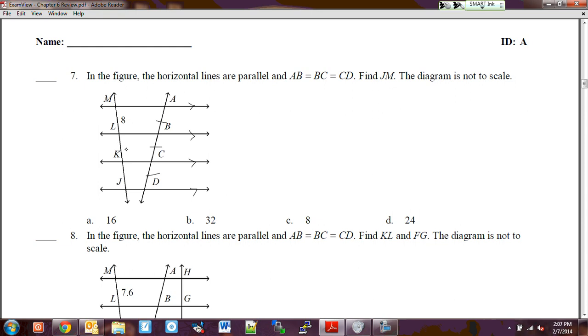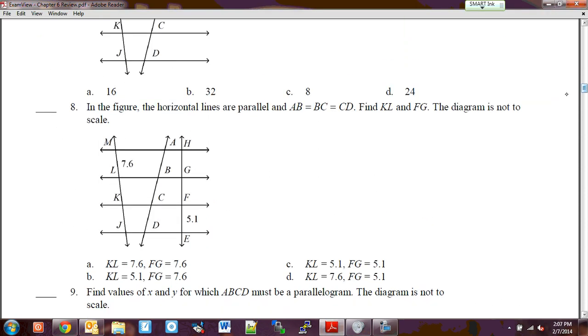So since ML is 8, LK is 8, and KJ is 8. Now it wants the measure of JM. Well, JM is the distance from here all the way to here. So it's 8 plus 8 plus 8. And 8 times 3 is, of course, 24. So 7 is letter D. Because remember, any transversal that goes through these lines will be cut into congruent segments because this one is cut into congruent segments.